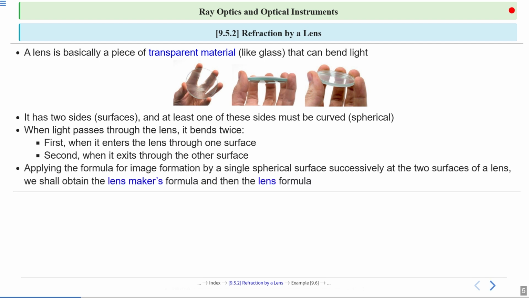Applying the formula for image formation by a single spherical surface successively at two surfaces of a lens. We have discussed refraction at a spherical surface. A lens has two surfaces, so we will apply the image formation formula for a single spherical surface at both surfaces of the lens. Then we will derive the lens maker's formula after that, and after deriving the lens maker's formula, we will derive the lens formula for thin lenses also.